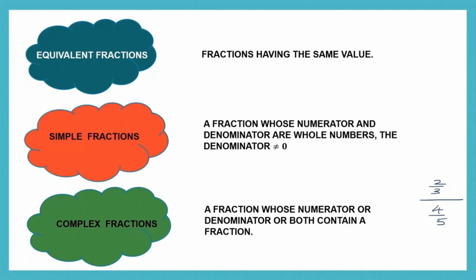Or I can even have only the numerator as a fraction and the denominator as a whole number. 2 by 3 by 4. This is also a complex fraction. Or I can have it the reverse way. I can have denominator 4 by 5 and numerator can just be a whole number like this, 9 by 4 by 5. So whenever there are fractions in the numerator or the denominator or both, such a fraction is called a complex fraction. So based on that, let's answer a few questions.